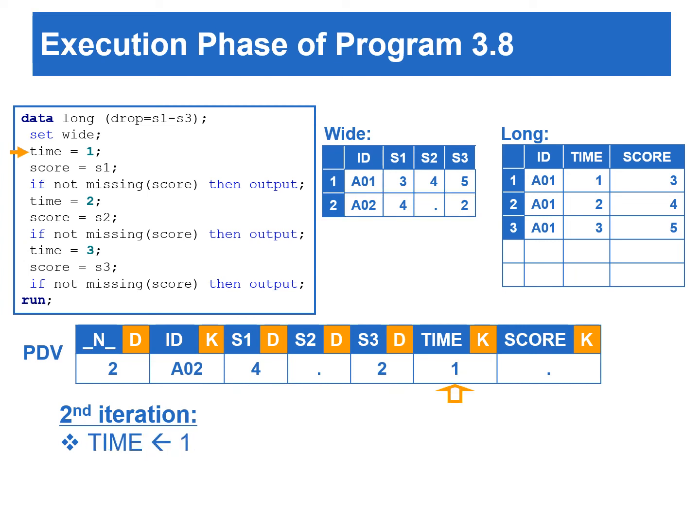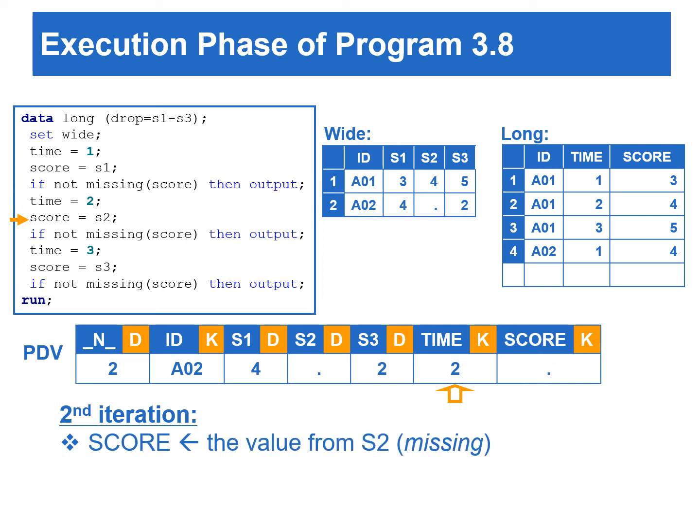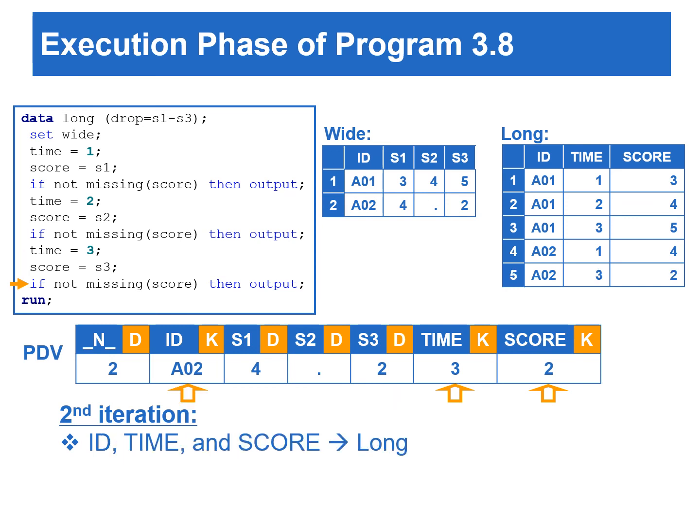Time is assigned with value 1 again. Score is assigned with the value from S1. Since score is not missing, the fourth observation is generated by the output statement. Time is assigned with value 2. Score is assigned with the value from S2. Since score variable contains the missing value, no output is generated from this statement. Time is assigned with value 3, and score is assigned with the value from S3. Since score is not missing, then the fifth observation is generated.